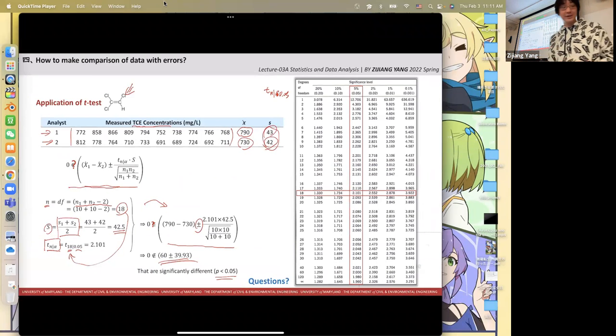So any more questions? I recommend you do this calculation by yourself after class, so you become more familiar with it. So any more questions?